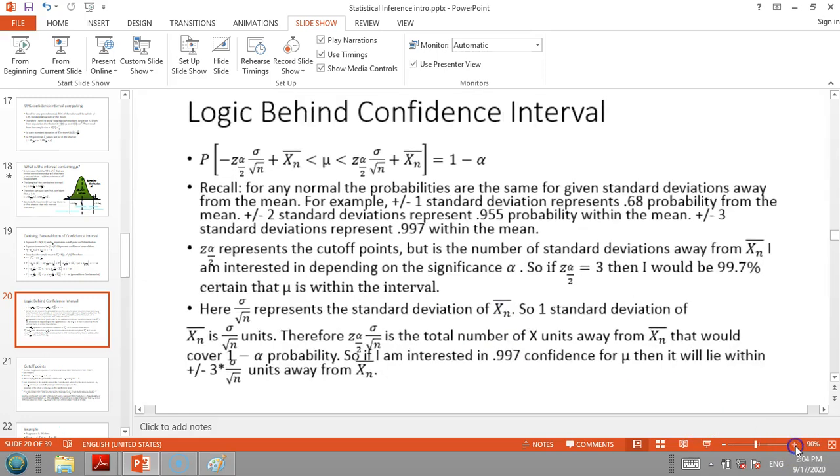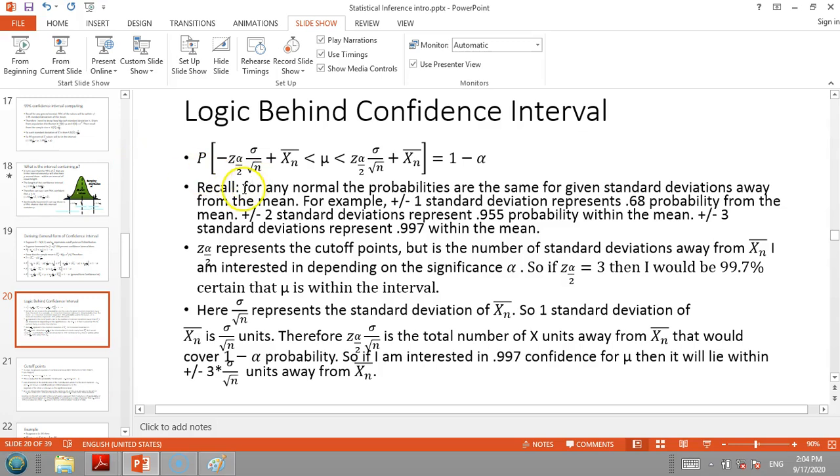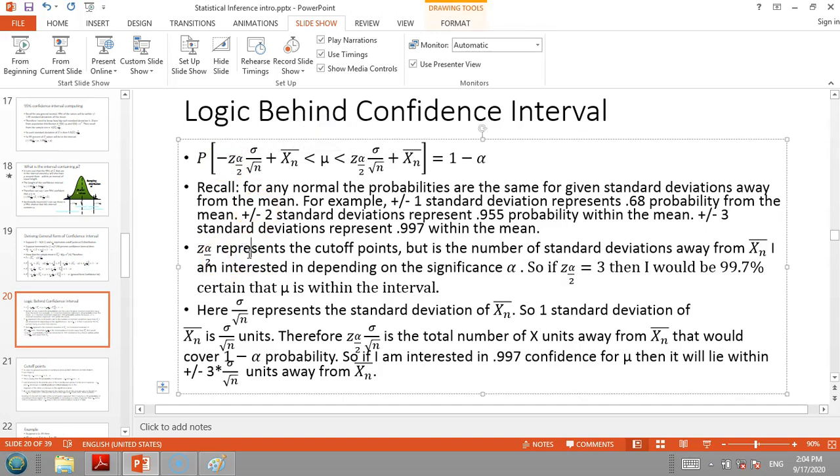And what is now the logic behind this interval? So recall, for any normal, the probabilities are the same for given standard deviations away from the mean. Suppose plus minus 1 standard deviation represents 0.68 probability. Plus minus 2 standard deviations is 0.955 probability, and plus minus 3 standard deviations is 0.997. The z here, remember before it was 1.96, represents the cutoff points, the number of standard deviations away from x bar n that I'm interested in, depending on the significance alpha. So if z alpha over 2 is 3, then I would be 99% certain that mu is within the interval.